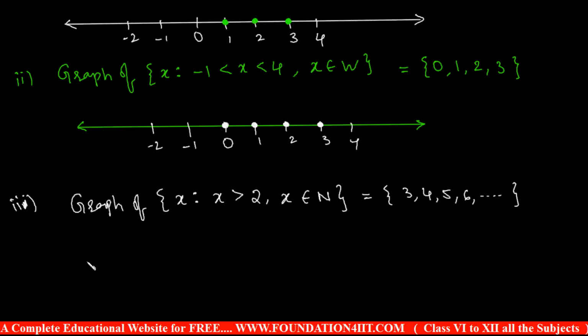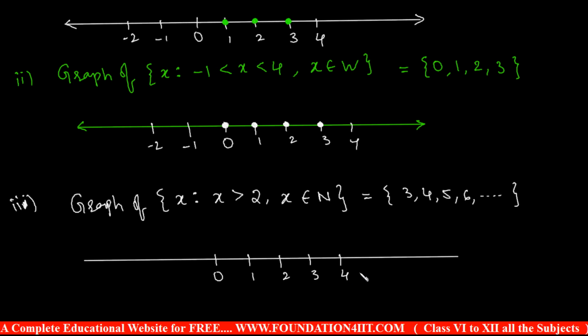Then we can take the same graph line: 0, 1, 2, 3, 4, 5, 6. We can't write them all. 7, I'll just extend more. 7, 8, and so on. This is the same for -1, -2, and so on. Here, to represent, we have values 3, 4, 5, 6 and so on until infinity.